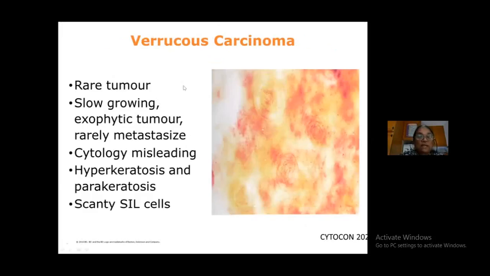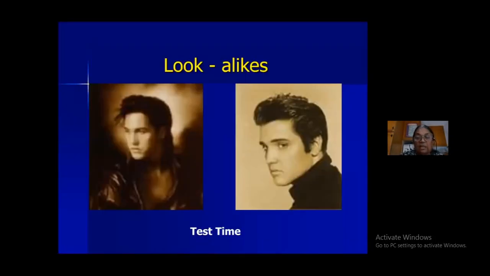Verrucous carcinoma is a rare, exophytic tumor. So what you get in the smear is all this keratin and very scanty cells, which may not be present.